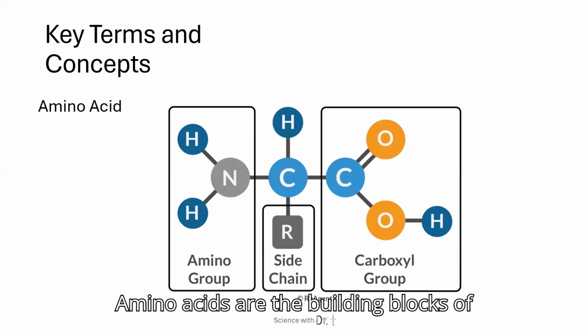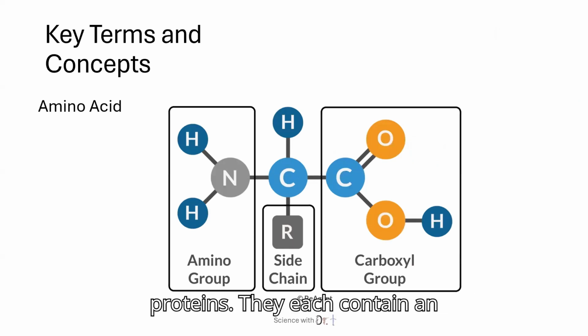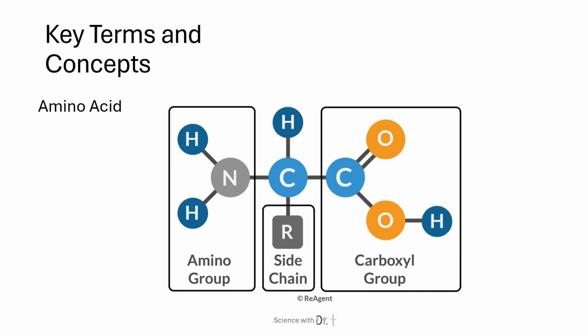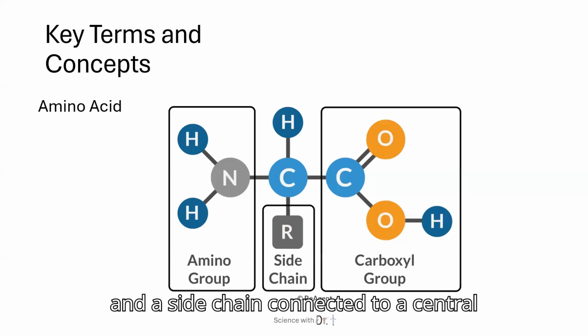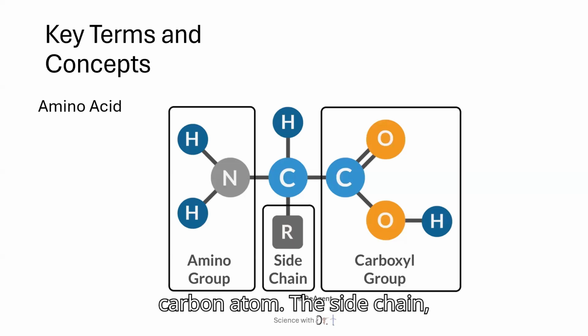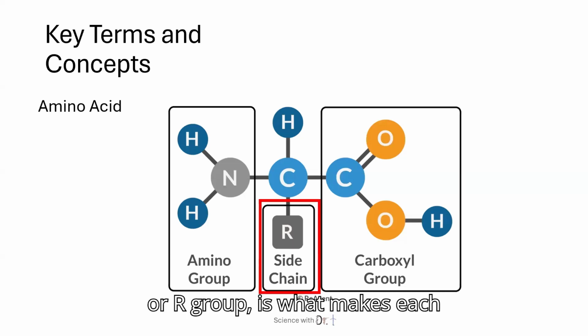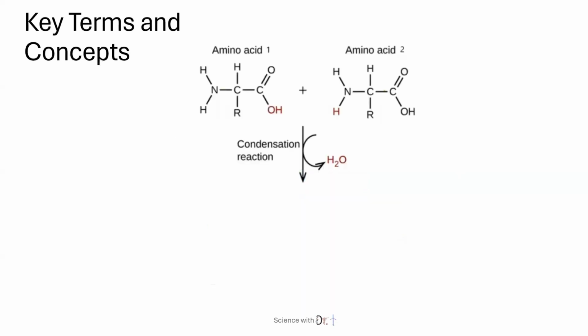Amino acids are the building blocks of proteins. They each contain an amino group, a carboxyl group, and a side chain connected to a central carbon atom. The side chain, or R group, is what makes each amino acid unique.